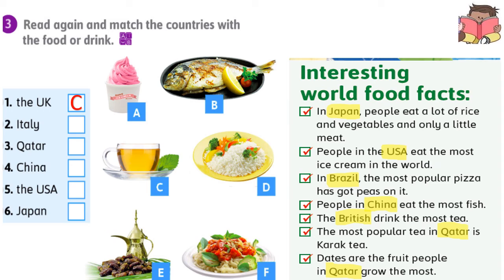So the first one is the UK. What do you think the food or drink for the UK is? UK, British. So it's about the tea. If you look at the left and the right, you'll find the British drink the most tea. Okay. What about the next one? It's Italy. What do you think? You have time to think.